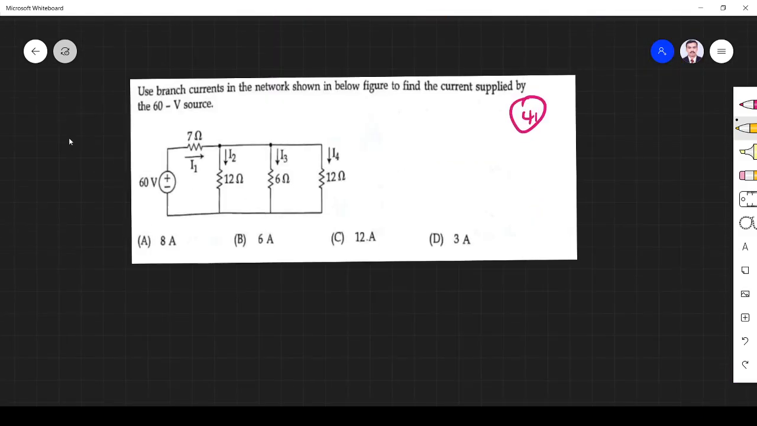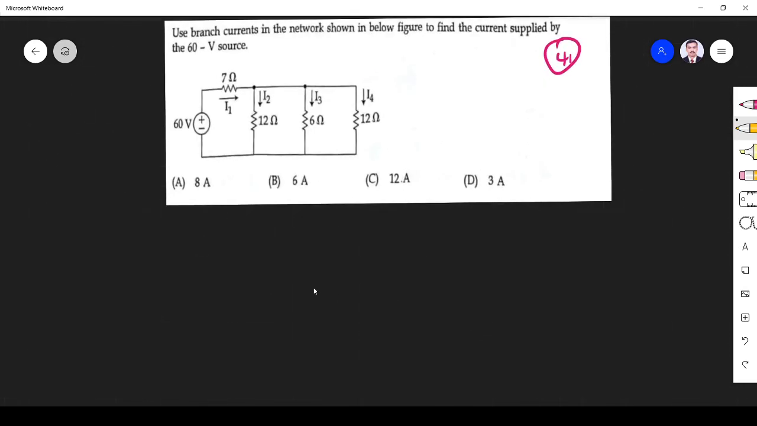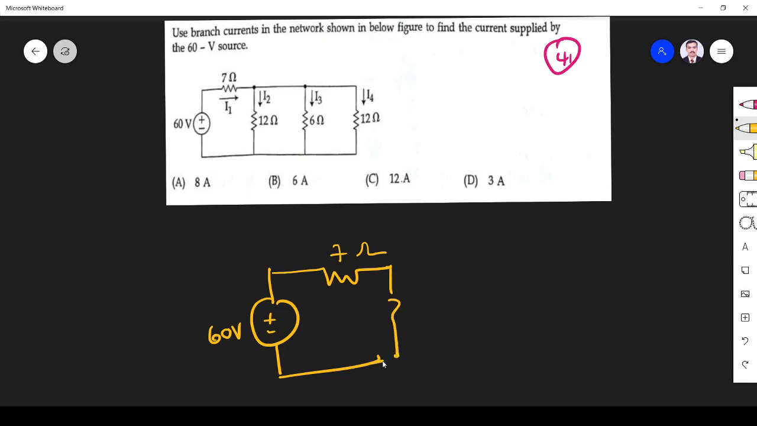Next one, use the branch current in the network shown below. Find the current supplied by the source. Right. So this is a very simple problem. This problem I write in a different way. So I redraw the circuit. This is 60 volt. This is 7 ohm. These are all in the same potential, so I can interchange the resistance. 12 ohm, 12 ohm, 6 ohm.